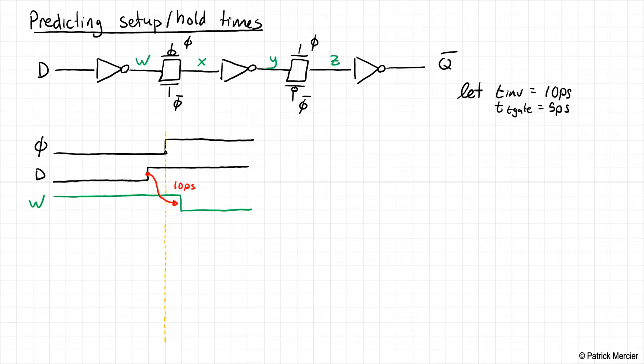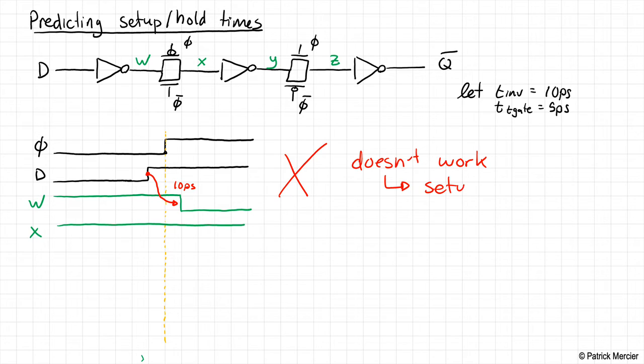So is this working? Well, W gets to this transmission gate. We're trying to latch in, in this first latch, D equals 1, which means W equals 0, but W is arriving at the input to this transmission gate after the transmission gate has changed. So this is actually not working. Let me use red here because red means bad. What we mean is X was supposed to transition, but because the edge came after the rising edge of the clock phi, this doesn't work. So we say we have a setup time violation. Hopefully that's clear why that doesn't work.